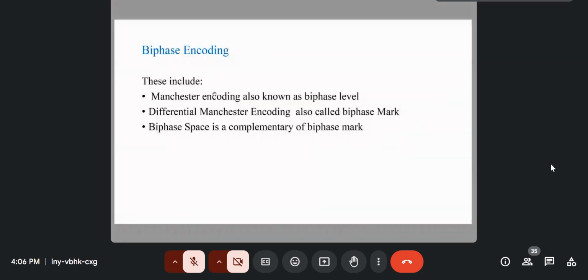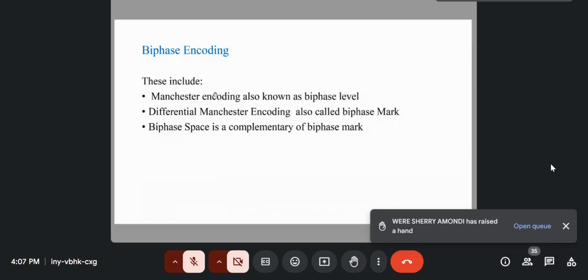Here they are. So that is return to zero and the next one.